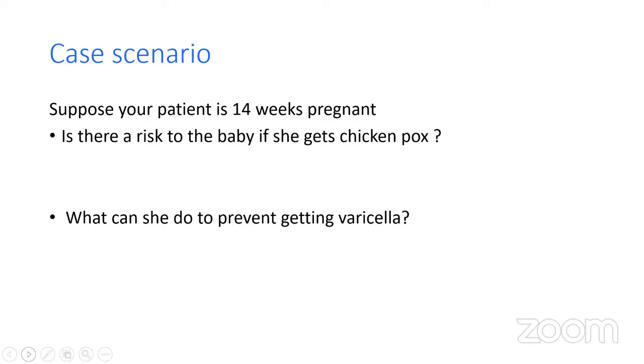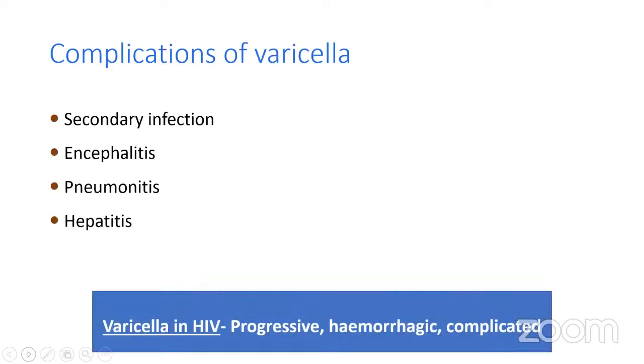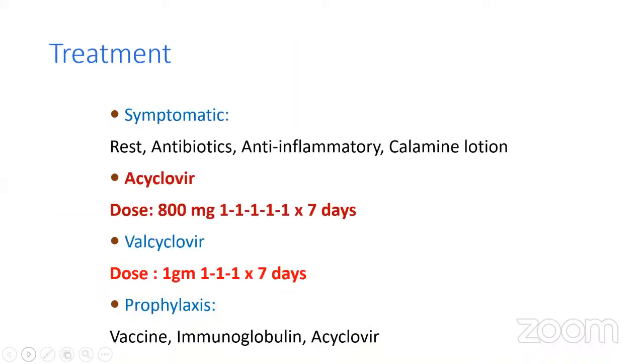If the patient is 14 weeks pregnant, is there a risk to the baby if she gets chickenpox? There's a 2% risk of fetal anomaly in those less than 20 weeks pregnant. What can she do? Zoster immunoglobulin. Complications of varicella include secondary infection, because in rural areas they tend to apply cow dung, neem, and other things, so there is a very high chance of secondary infection. Varicella in adults can cause encephalitis, pneumonitis, and hepatitis. Varicella in HIV is usually progressive, hemorrhagic, and complicated.